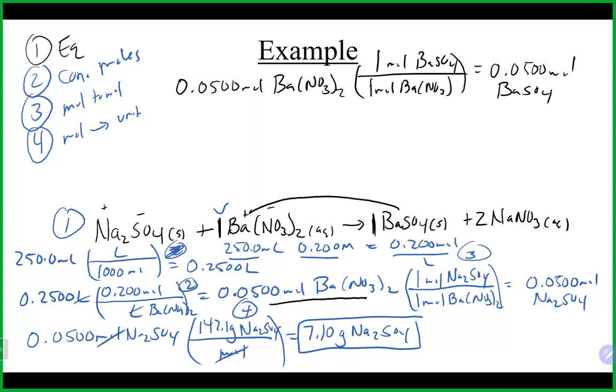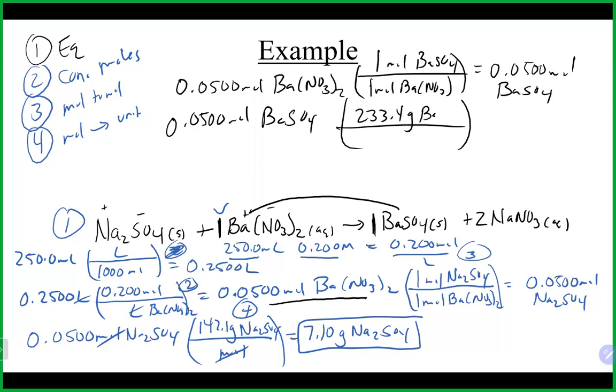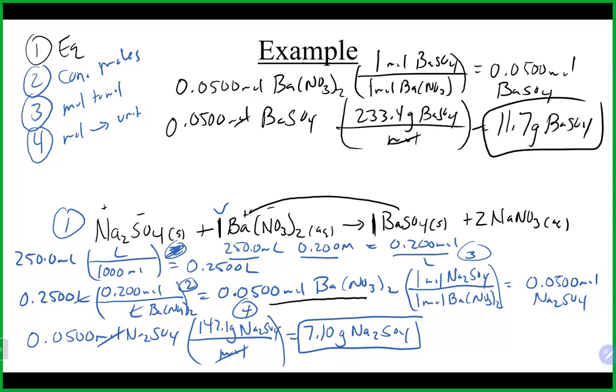So we got barium there. We got sulfate at 32.07 plus we also got 4 oxygens on that guy. So we got 233.4. So we'll do 0.05 moles of barium sulfate. Once again, we're going to put grams on top because we want grams. That's 233.4 grams of barium sulfate per mole. Moles are going to cancel. And that's going to get us here 11.7 grams of barium sulfate that was produced. Again, that would be our theoretical yield in grams.